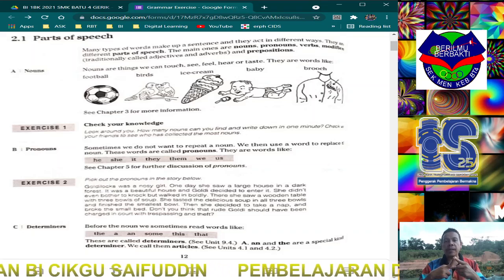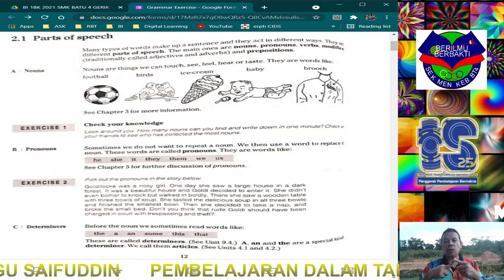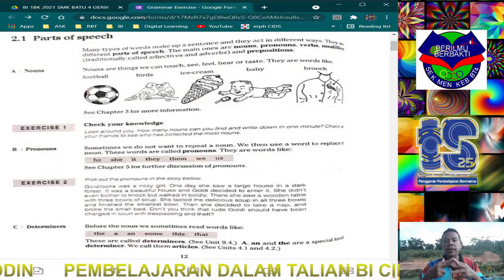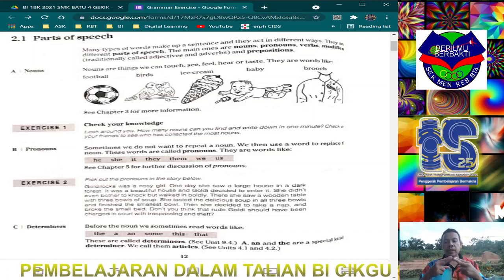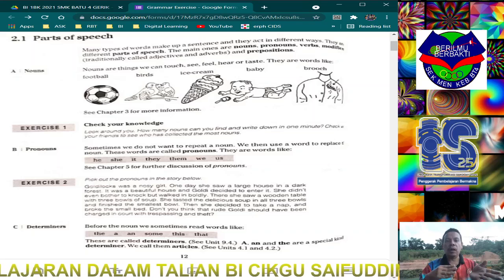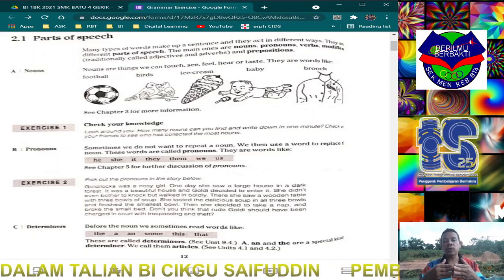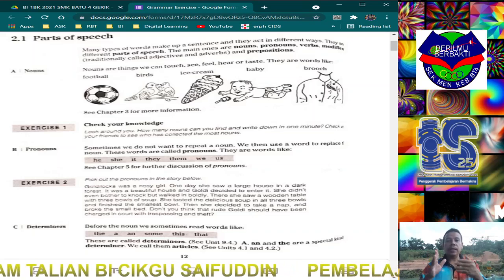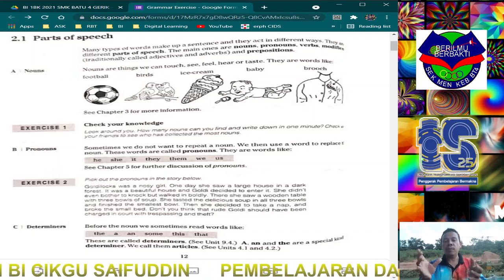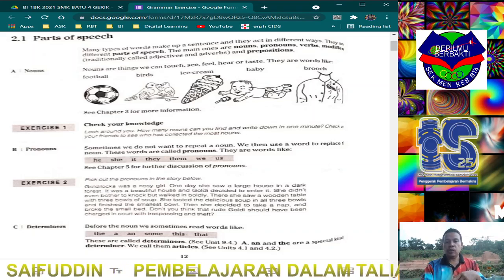Second is pronouns. Sometimes we do not want to repeat a noun, where we then use a word to replace nouns. These words are called pronouns. They are words like he, she, it, they, them, we, and us. Ini adalah untuk menggantikan kata nama tadi. Contohnya kita dah sebut dia di awal ayat, dan kita nak sebut lagi, maka kita ganti dengan he. Contohnya, Aming loves football. He plays football every evening. He is to replace Aming, gantikan nama sebenar.